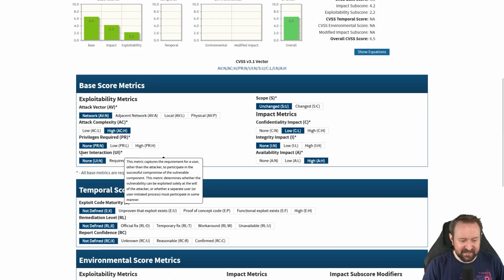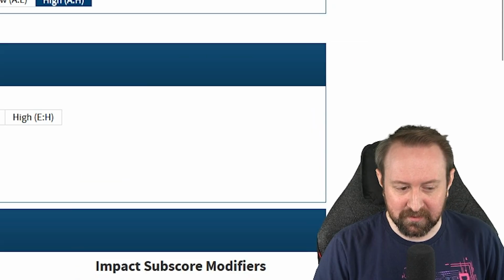User interaction, again, this one is kind of tricky. I've seen several bug bounty triagers get this one confused as well.